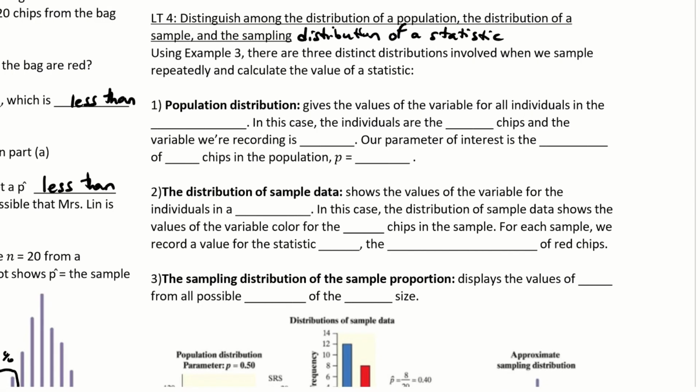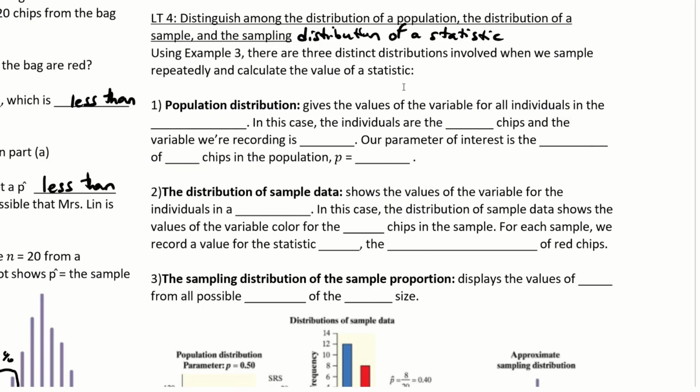Okay, so again, remember, one of the things is how does the sampling distribution differ from the other distributions we looked at? So this is what we want to look at. There are 3 different distributions. One of them is the sampling distribution that we were talking about in this lesson. Okay, so we're going to use example 3.